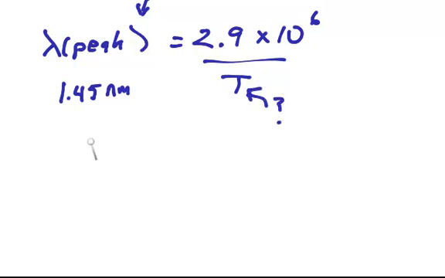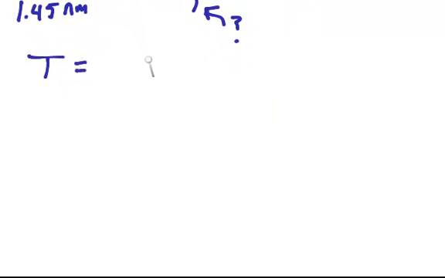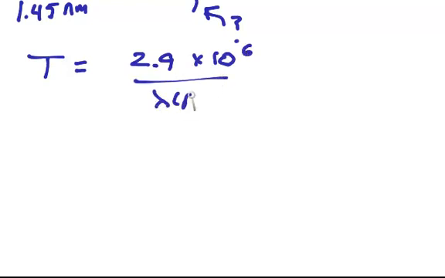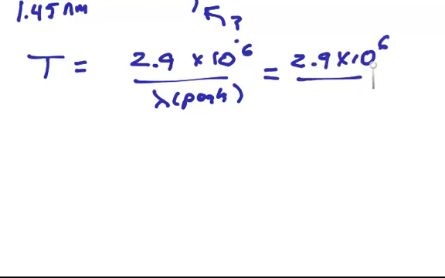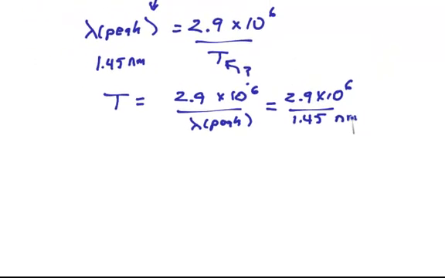So use our algebra skills. We know that T is going to be given by 2.9 times 10 to the 6th divided by the peak wavelength. And if you don't know how I got to this point, you need to look back at your notes, practice a little algebra, and be sure that you can do this. So let's do that. Let's stick this in. The number is going to be 2.9 times 10 to the 6th. And we know that if we measure the peak in nanometers, 1.45 nanometers, the temperature will come out to be in degrees Kelvin.